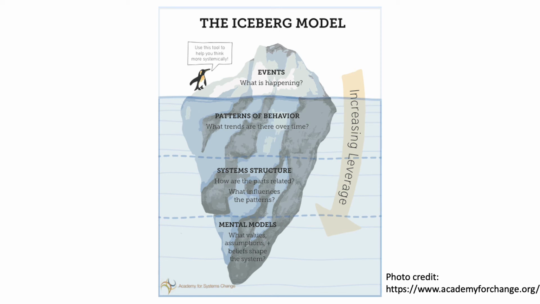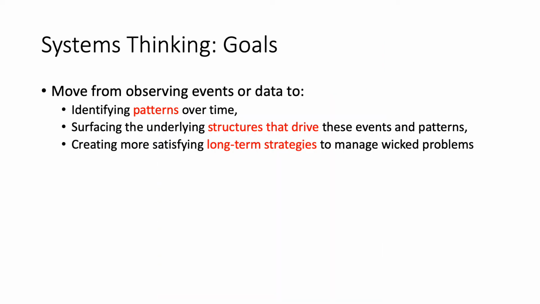So if you have implementing solutions at the bottom, you have a high leverage point because a small amount of change force causes a large change in the system behavior. And we can think of change force as the effort required to prepare and make a change. So what are some of our goals for systems thinking? Well, we want to move from observing events or data to identifying patterns over time and surfacing the underlying structures that drive these events and patterns. We also want to be creating more satisfying long-term strategies to manage these wicked problems.